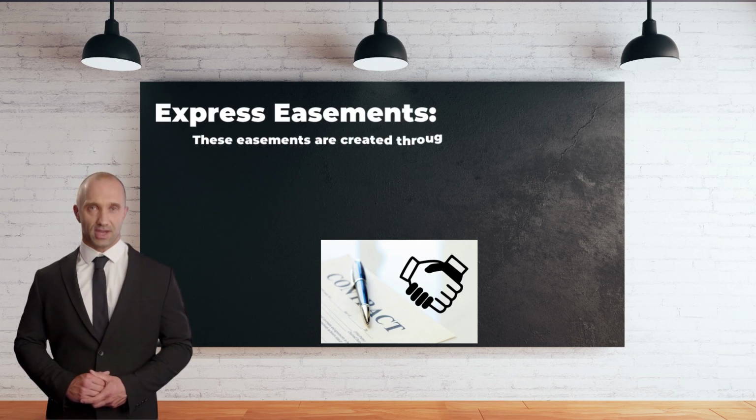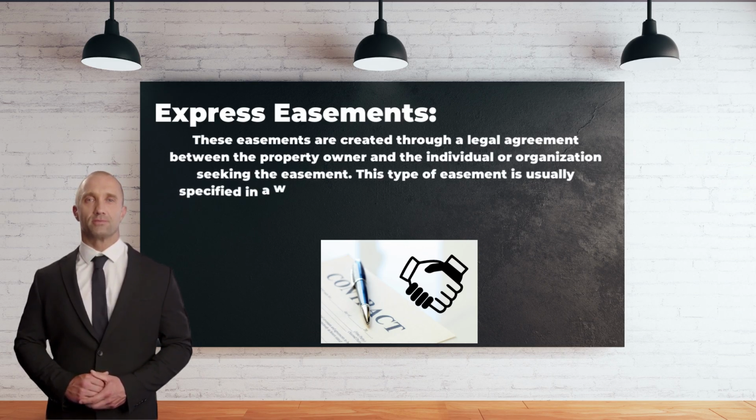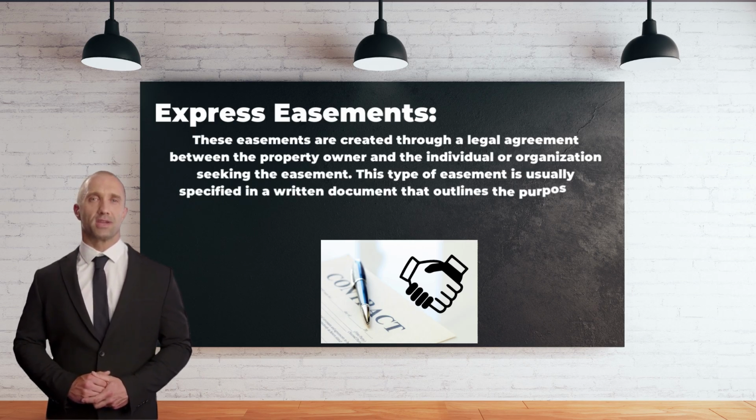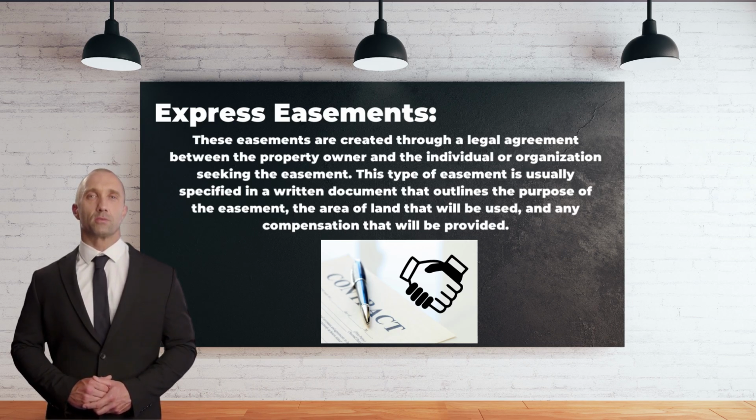Finally, there are express easements, which are created through a legal agreement between the property owner and the individual or organization seeking the easement. This type of easement is usually specified in a written document that outlines the purpose of the easement, the area of land that will be used, and any compensation that will be provided.